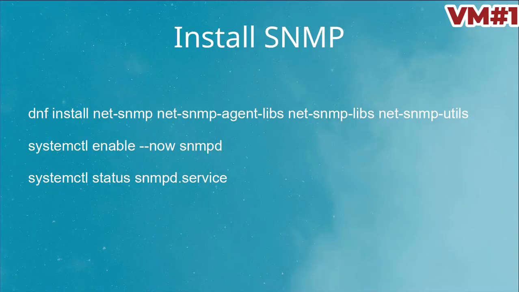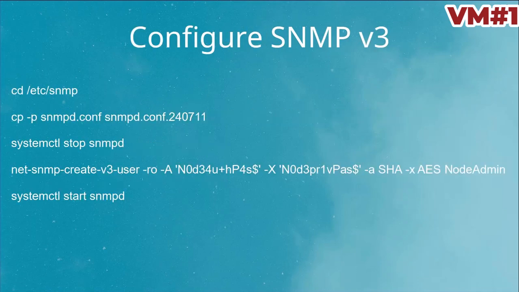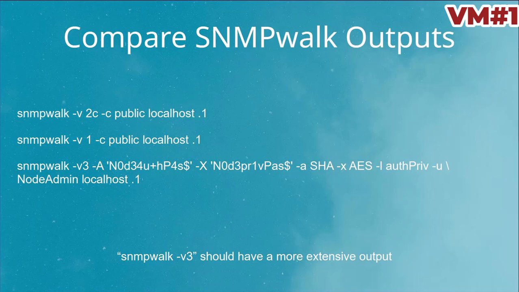Install SNMP as directed in this slide. Enable SNMP and check its status. Add the SNMP v3 user. The auth password, privacy password, and username are similar to those used on the OpenNMS server. The differences will highlight a new configuration parameter in etc/snmpd.config.xml. One can compare the SNMP walk version 1, 2C, or 3 outputs.